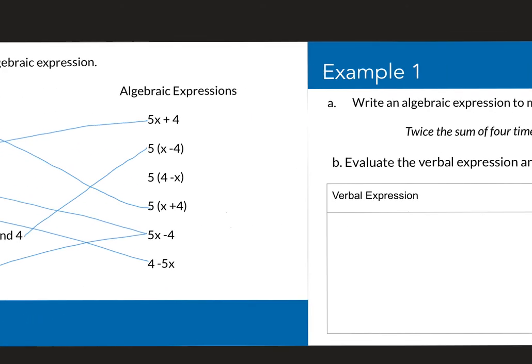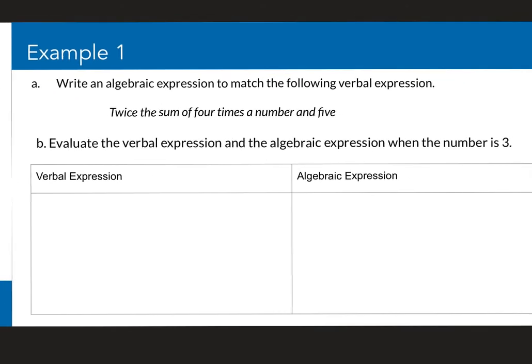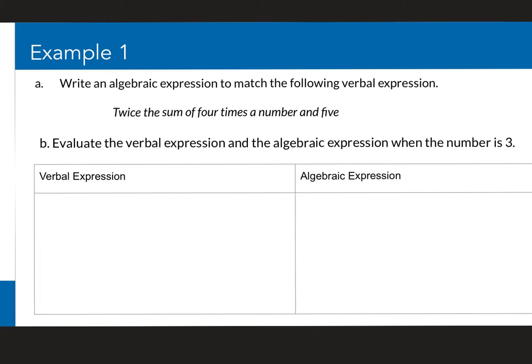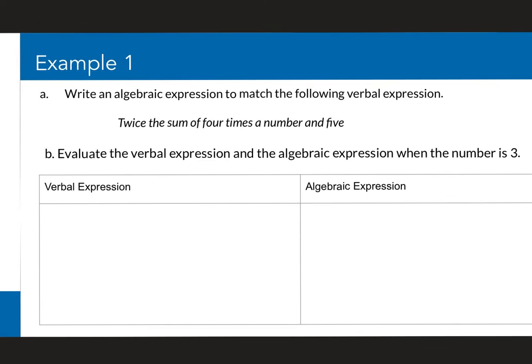All right, so now we're going to take a look at example 1. With example 1, the only thing that we're going to be focused on today is writing the algebraic expression. So we're only going to focus on A for today, and then tomorrow we will focus on B with evaluating. So it says write an algebraic expression to match the following verbal expression. It says twice the sum of 4 times a number and 5.